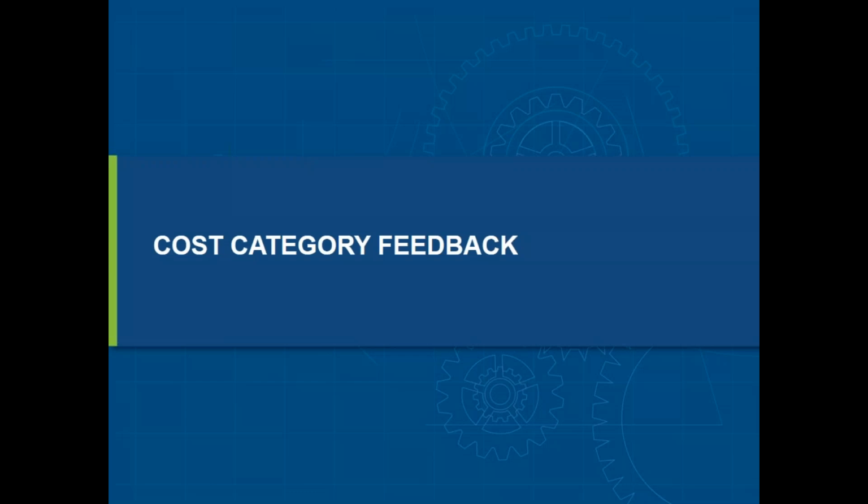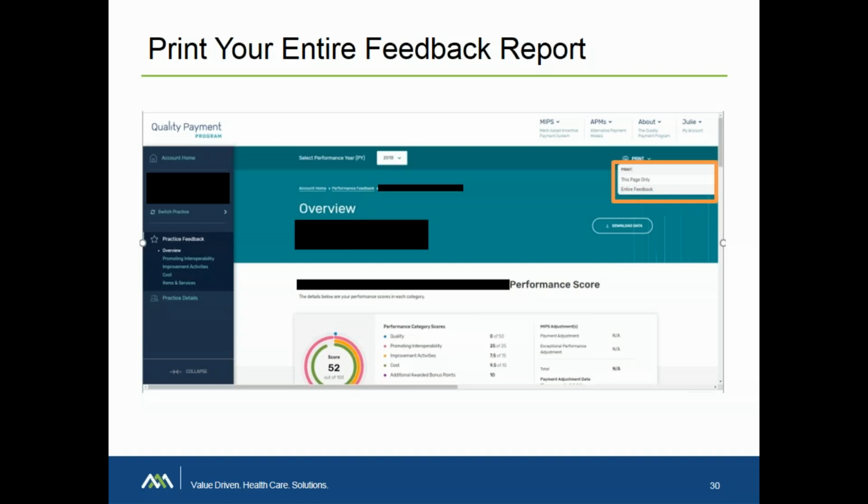Okay, so we're going to talk about cost category feedback now. Next slide. One thing that I love about QPP, the MIPS program, is that all of your reporting and your feedback reports are all found in the same place. You don't have to go to different places to find them like you used to have to with previous programs. I don't think CMS has quite gotten down the user interface, however, because it's not always really intuitive where you need to go for all of these reports.